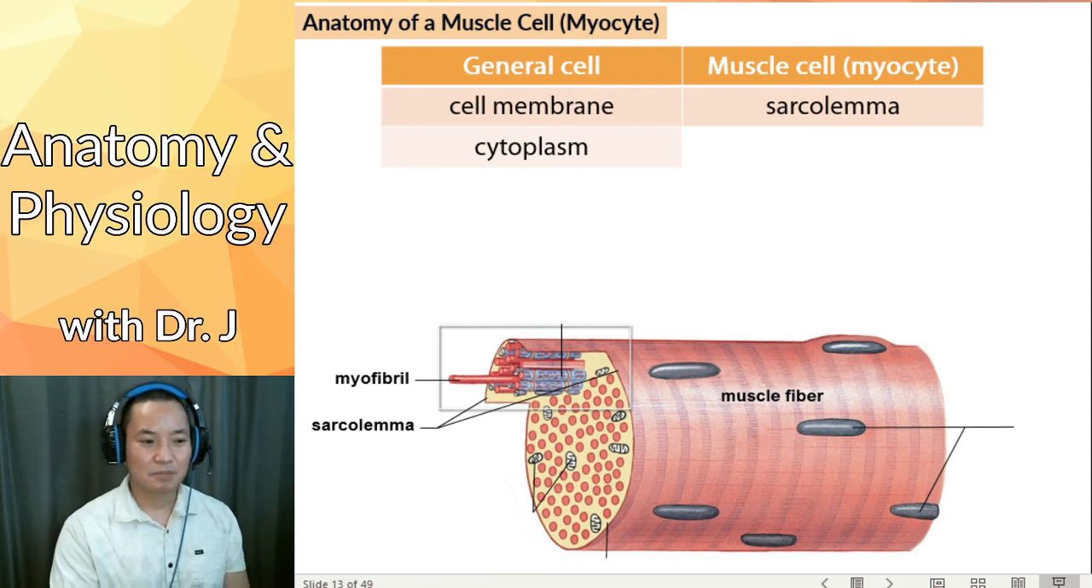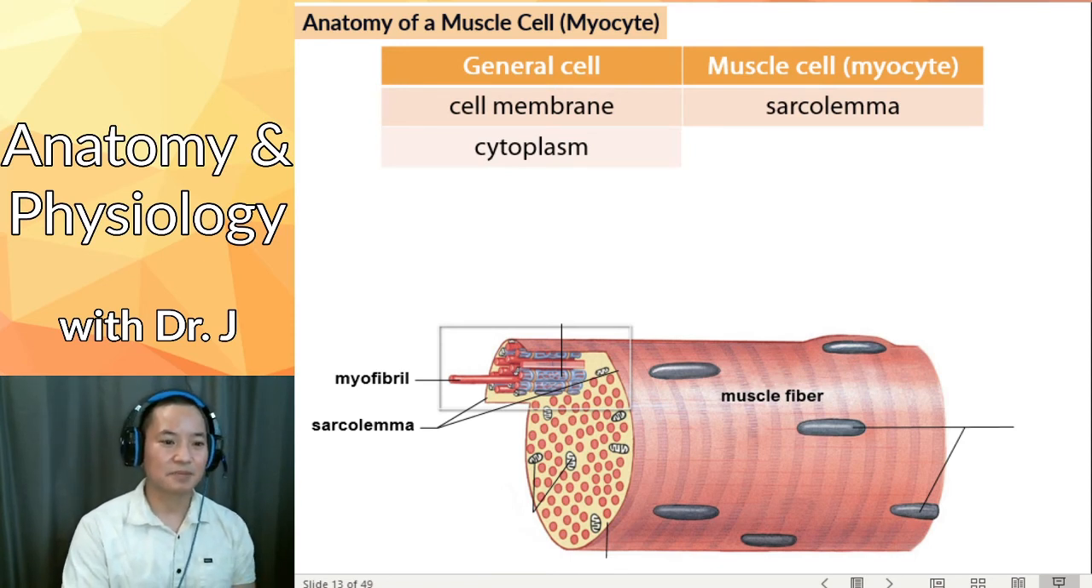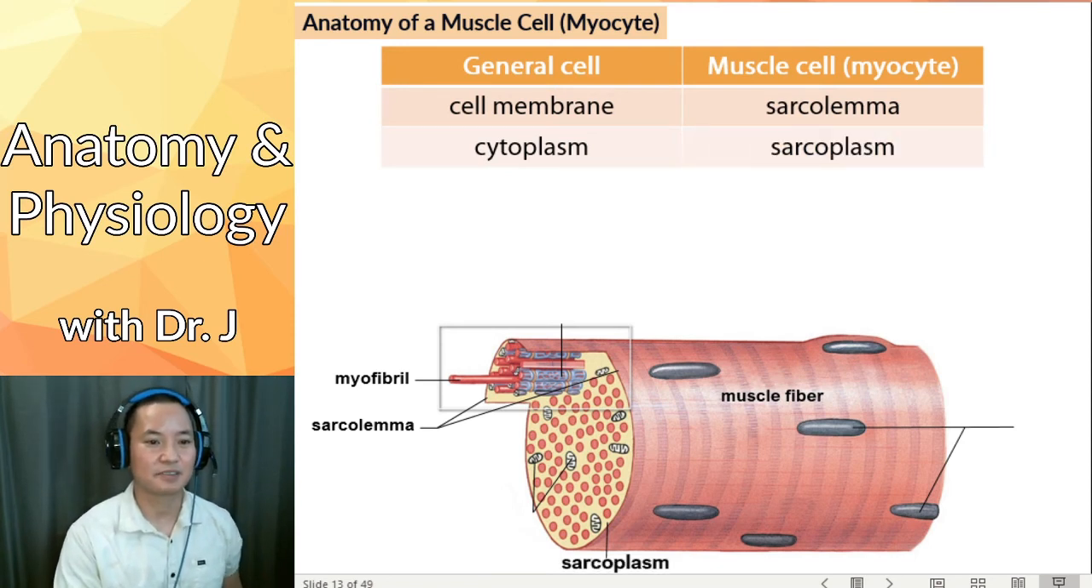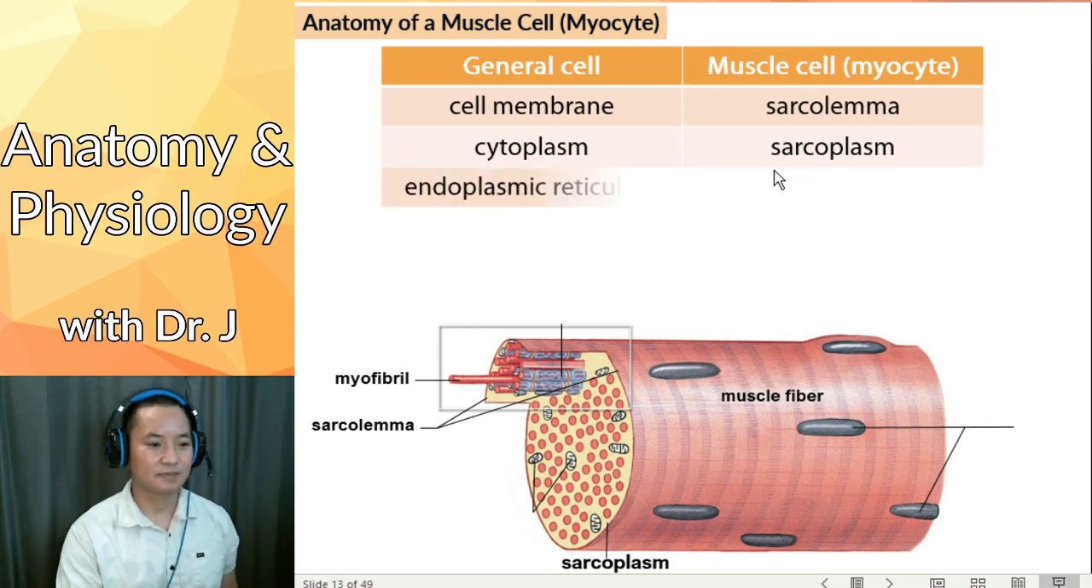And with cytoplasm, they have a special term called sarcoplasm. So when you hear terms like sarcoplasmic hypertrophy, it's referring to the growth of the cytoplasm within a muscle cell. Notice that sarco, in addition to myo, is often used as a prefix or a root word referring to muscles. And then the endoplasmic reticulum, remember this is the site of all the protein synthesis and also lipid synthesis in regular cells.